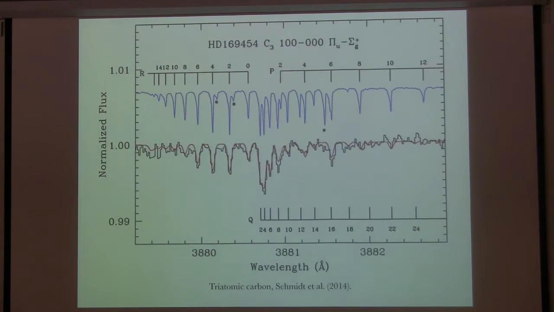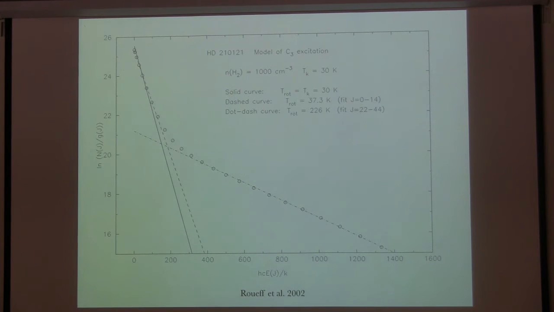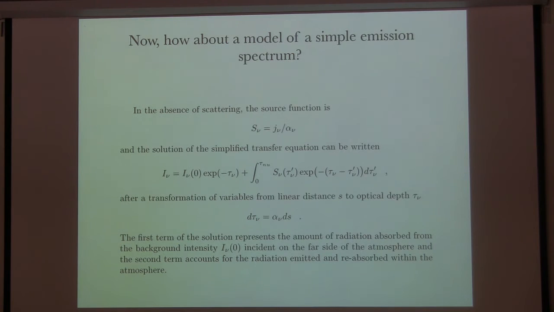I was just going to show one additional example of a symmetric molecule, C3, the next carbon chain, and we can observe C3 through optical absorption as well. This is now in the blue-violet part of the spectrum. And we do the same sort of analysis. Again, the observations show this characteristic 2 or 3 slopes, and again, we can use that to infer something about the temperature and the density.